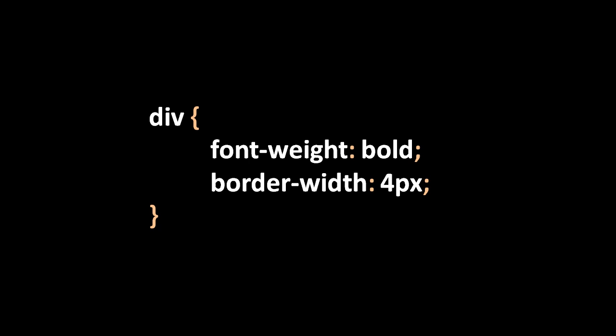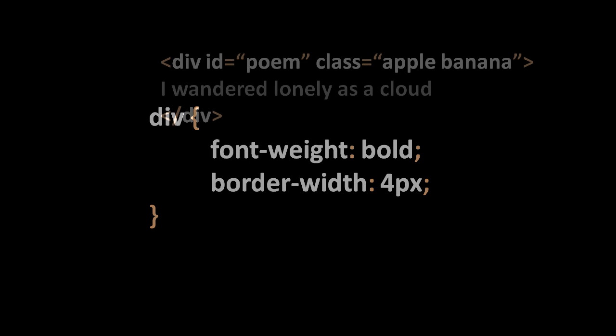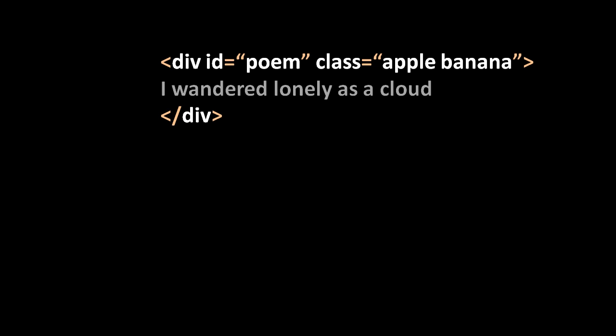So that's surely the simplest kind of selector, but it's rather kind of ham-fisted, because how often do you want to apply a style to every single element of one particular type? Usually you want to single out specific elements. So for that purpose, we can give elements what are called IDs and classes. Here we have a div, and by its attributes we are giving it the ID poem, and we're giving it two classes, apple and banana.